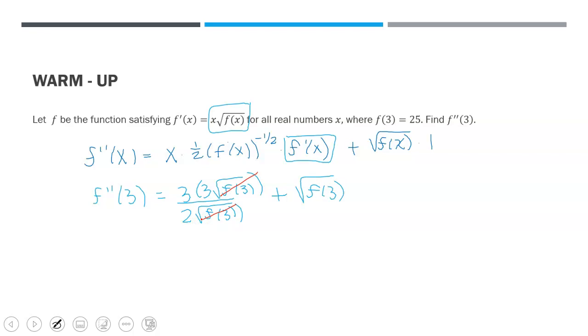Root f of 3 over root f of 3 cancel. 3 times 3 is 9 over 2. Square root of 25 is 5. So you get 5 plus 9 over 2, which is 19 over 2. Good.